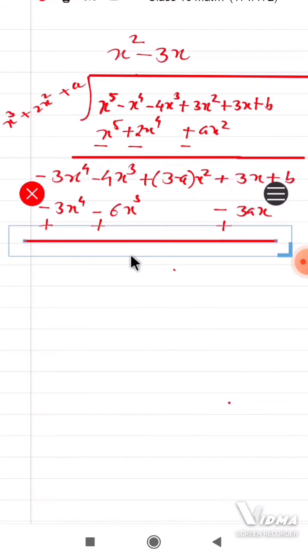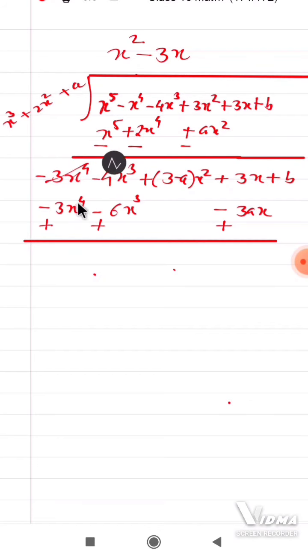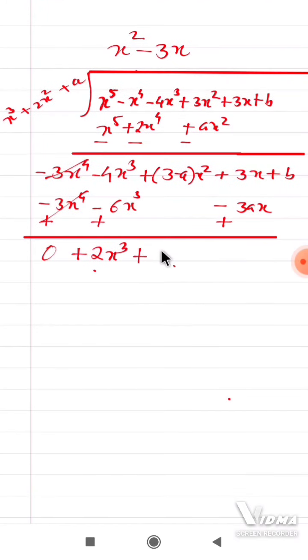So this minus 3x raised to 4 and plus 3x raised to 4 gives 0. Minus 4x cube plus 6x cube, how much is it? It is going to be 2x cube, positive 2x cube. For this (3 minus a) into x square, there is nothing to subtract, so that term stays as it is: (3 minus a) into x square.